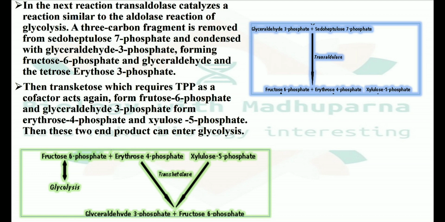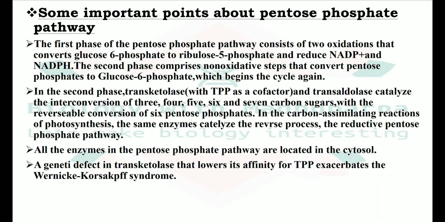So you can see in the reaction, fructose 6-phosphate can directly enter glycolysis as it is an intermediate of the glycolytic cycle, and the erythrose 4-phosphate, in order to enter glycolysis, needs to be converted into one of the intermediates of the glycolysis pathway. So with the help of the enzyme transketolase, both erythrose 4-phosphate and xylose 5-phosphate are converted into glyceraldehyde 3-phosphate and fructose 6-phosphate, which are both intermediates of glycolysis, and they can enter into it.